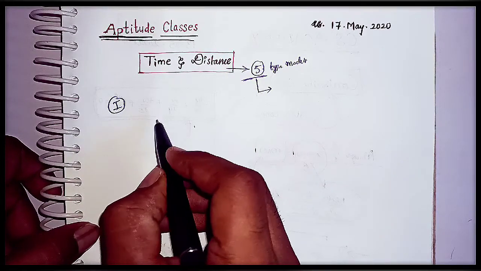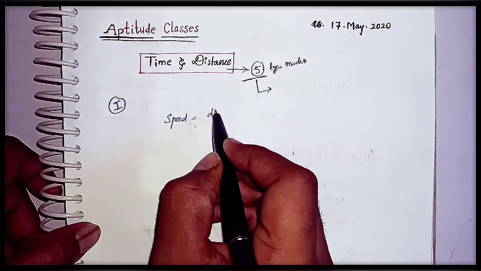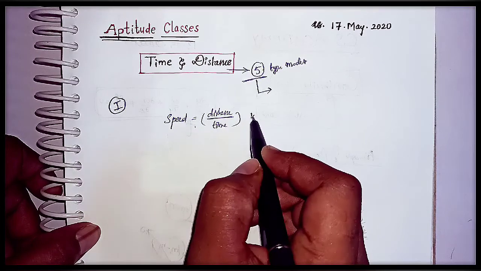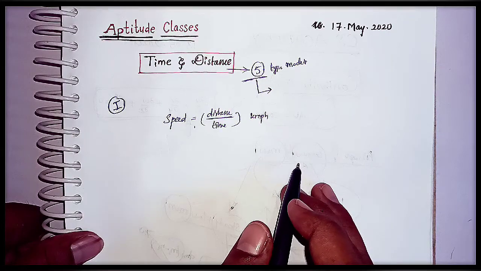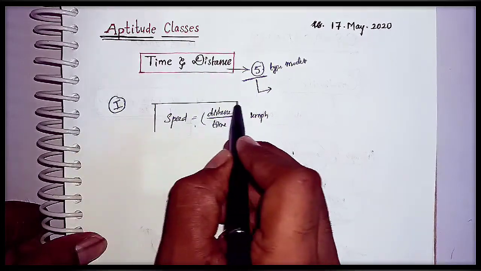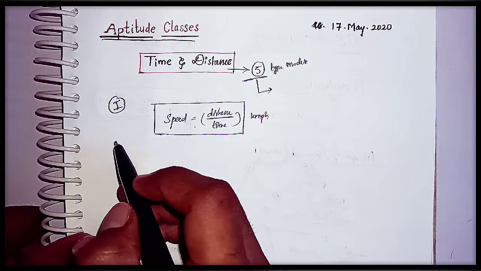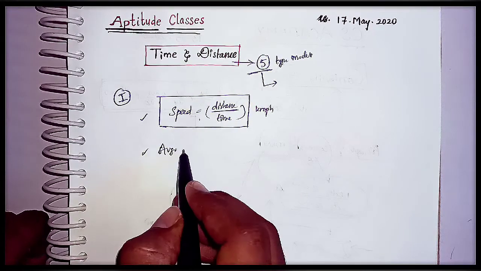From our childhood onwards we are listening to this formula, that is speed equal to distance by time. The units are kilometer per hour, or meter per second, whatever it may be. This is the most important formula with which we will solve the questions in this first model. And here one more important formula, that is average speed.